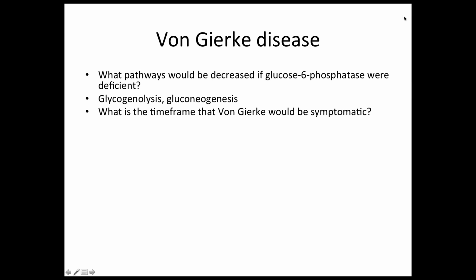So what time frame would von Gierke become symptomatic? Meaning, after how many hours of not eating would you start to see the symptoms? Daniel, can you explain what time frame you would be symptomatic in von Gierke? After about 3 or 4 hours. Good. That's about how long your glucose lasts from your diet. Yeah, exactly. And can you think of a practical way that you can remember that it's about 3 to 4 hours?